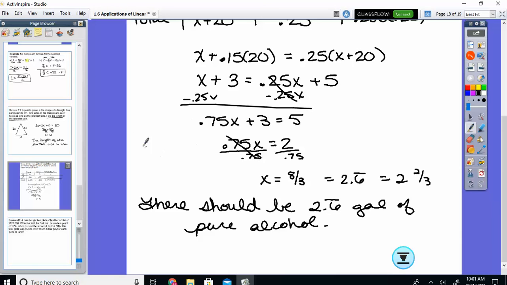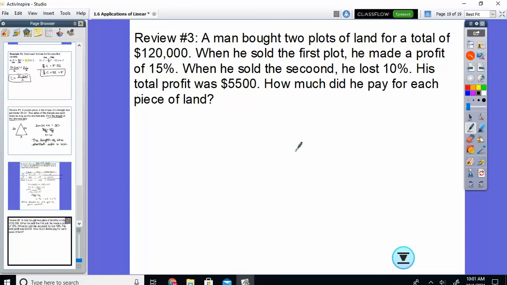Then we've also done some mixture-like problems, but they were interest. So we set them up with a table, but we had a slightly different formula across the top. So let's look at one of those. A man bought 2 plots of land for a total of $120,000. When he sold the first plot, he made a profit of 15%. When he sold the second, he lost 10%. His total profit was $5,500. How much did he pay for each piece of land?